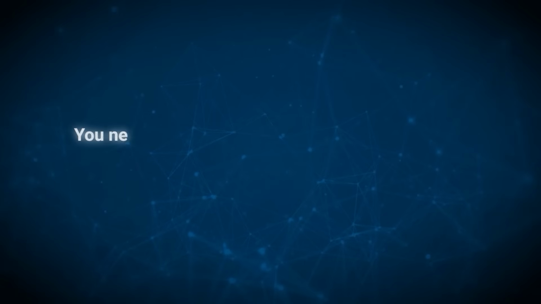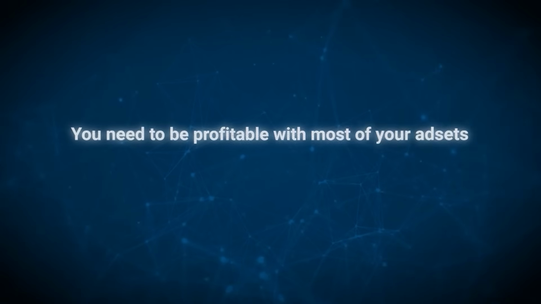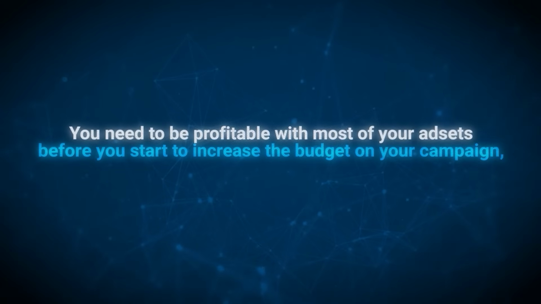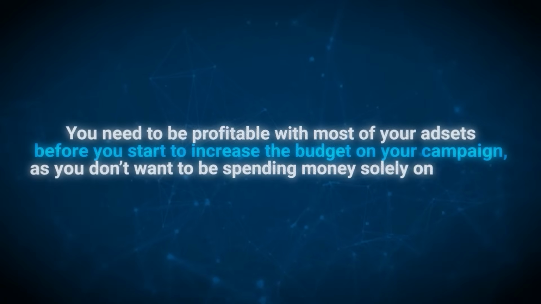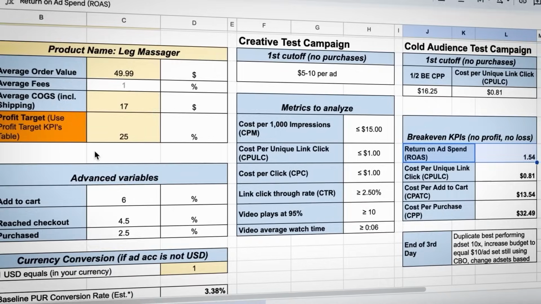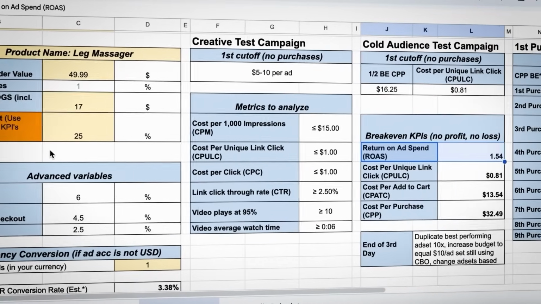And then from here, you're just gonna continue to keep duplicating at higher budgets like 50, 100, 500, and even 1,000 and so on and so forth to keep building up more and more data and becoming more and more profitable. But remember, you need to be profitable with most of your assets before you start to increase the budget on your campaigns, as you don't want to be spending money solely on potential. Like I said before, you only want to make decisions based off of actual data. Men lie, women lie, but numbers never do. So you need to make sure to keep track of the KPIs, along with how much you're spending so that you can stay as profitable as possible.